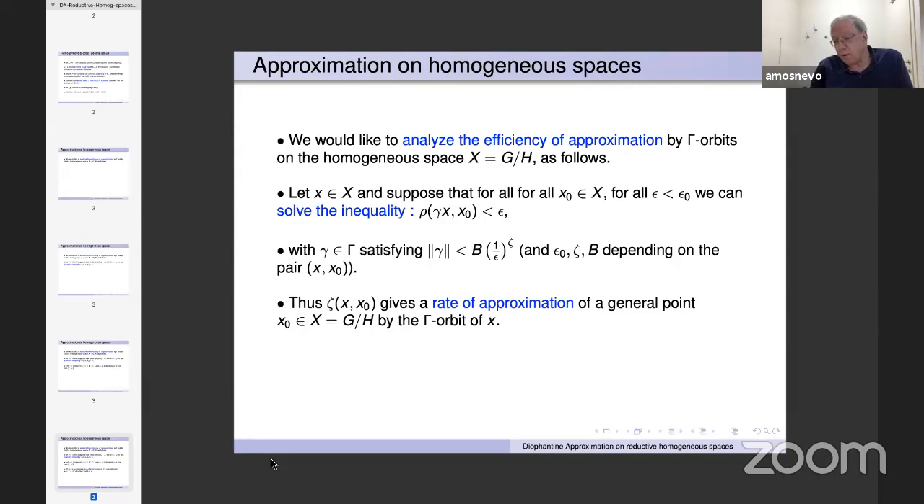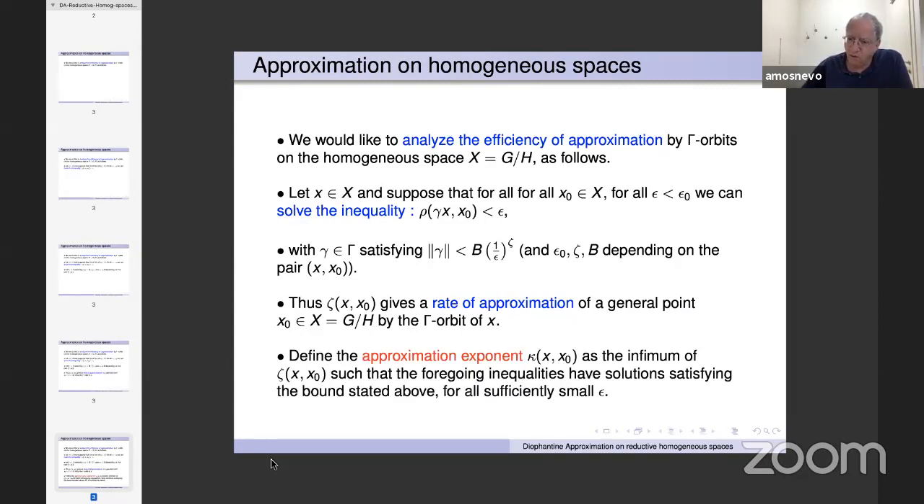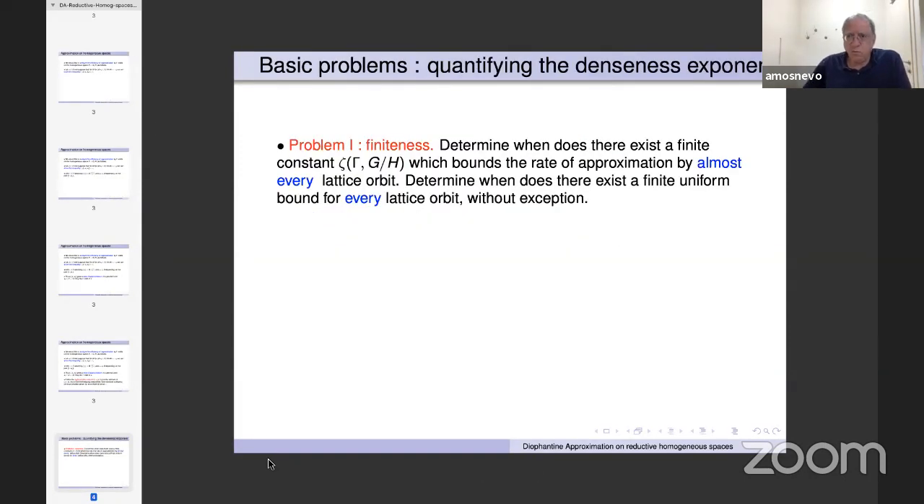And so we can say that zeta XX naught gives the rate of approximation of a general point X naught in G mod H by the gamma orbit of X. And having done that, we can certainly go one step further and define the approximation exponent kappa XX naught as the infimum of zeta XX naught, such that the foregoing inequalities have solutions satisfying the bound stated above for all sufficiently small epsilon. So this is the tightest, the most efficient exponent that one can have for this approximation problem. And so now what we would like to do is to quantify this exponent, which I'm sure everybody agrees quantifies the denseness of the gamma orbits.